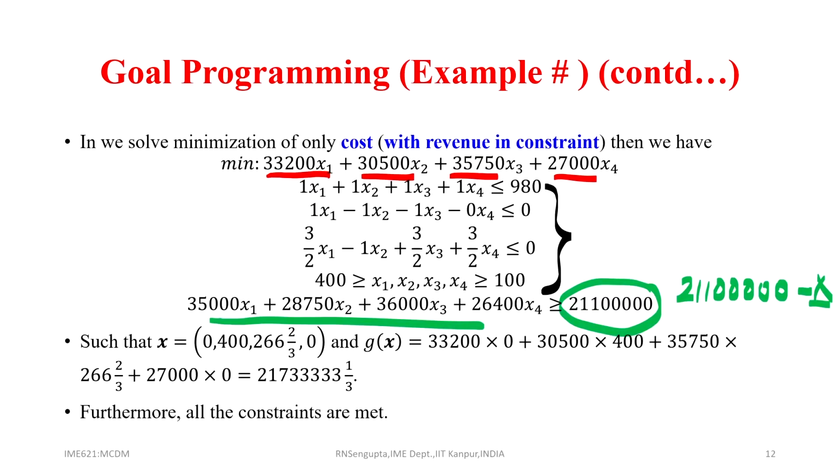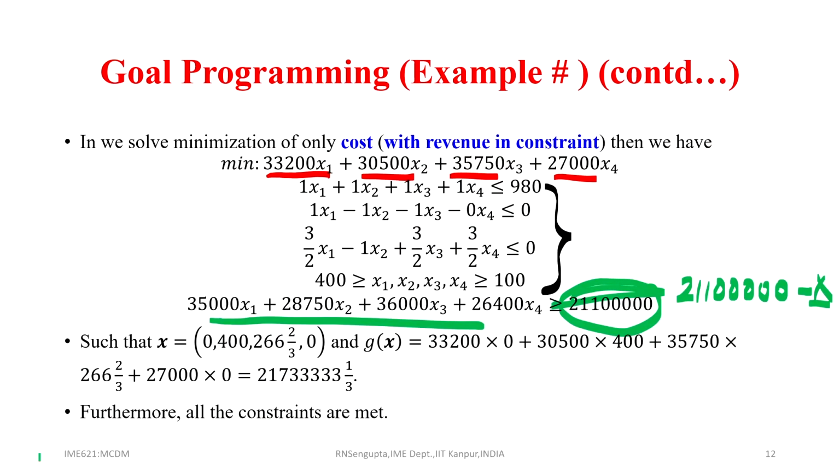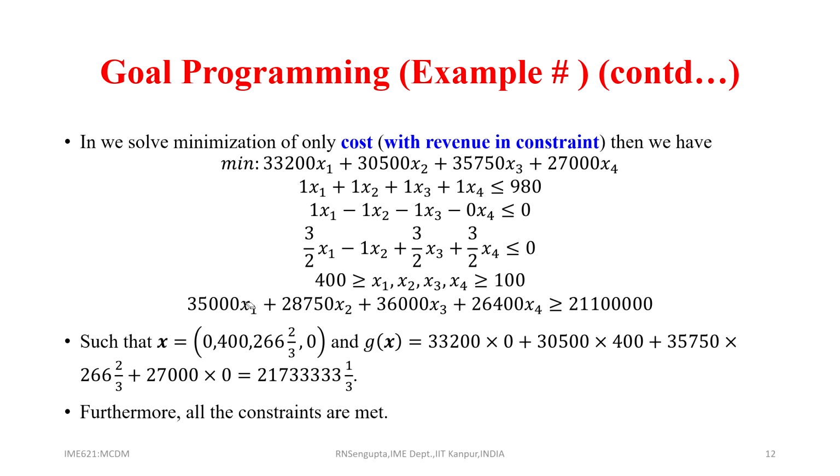If you remember, when we solved the problem for the maximization problem, we got that. Based on that, when we put the values accordingly, we get the corresponding output as 217, that is, 217 lakhs 33,333 and 1/3.